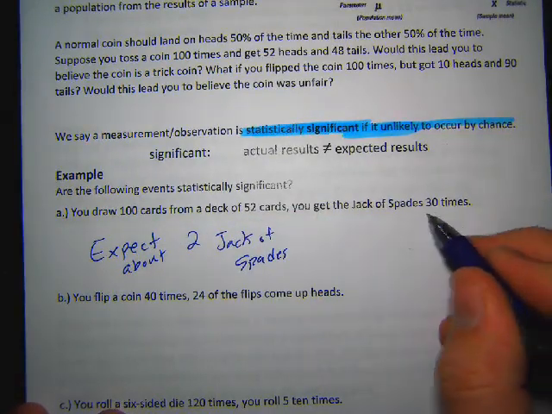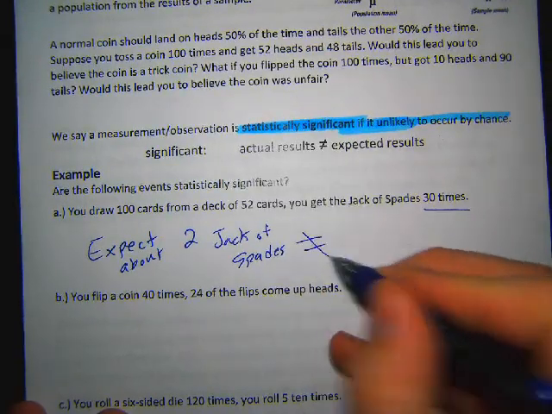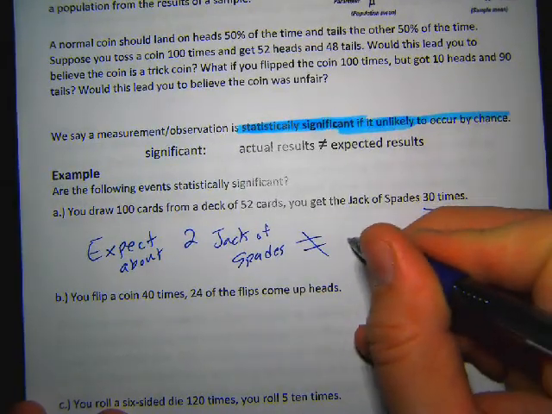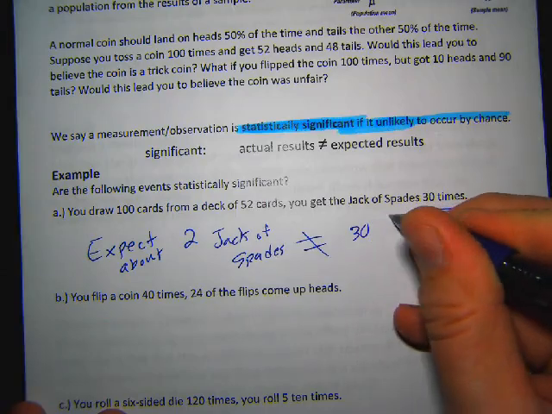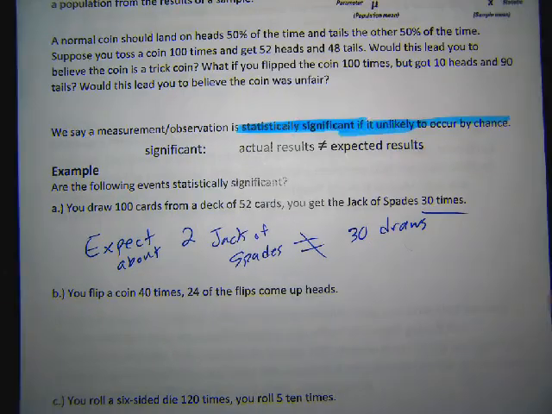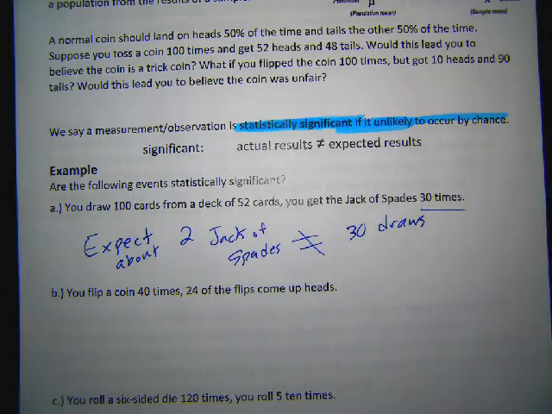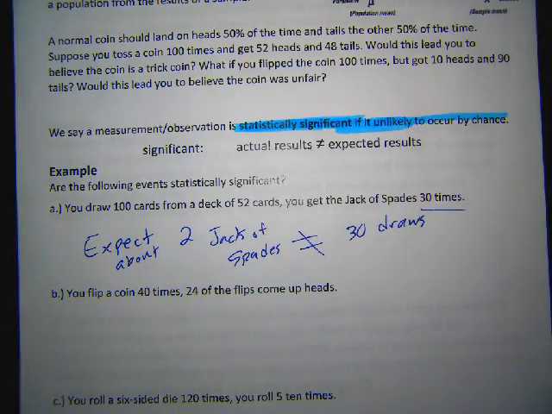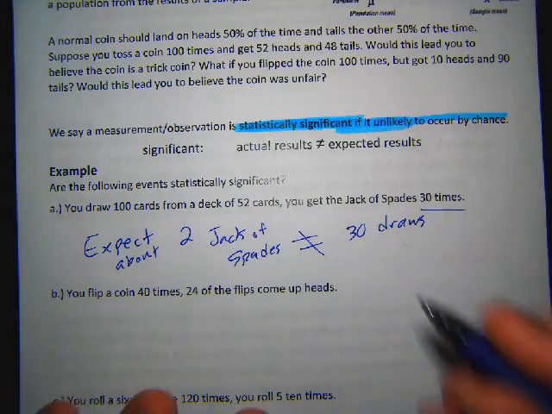Here we're getting it 30 times. This is very much not equal to our actual result of 30 draws. And we would say, yes, this is significant. Now for me to look at that, there must be more than one Jack of Spades in that deck. It might be like a Pinnacle deck, because there are Pinnacle card decks that have extra face cards like Jacks of Spades. So maybe it's a Pinnacle deck, or maybe it's a trick deck.